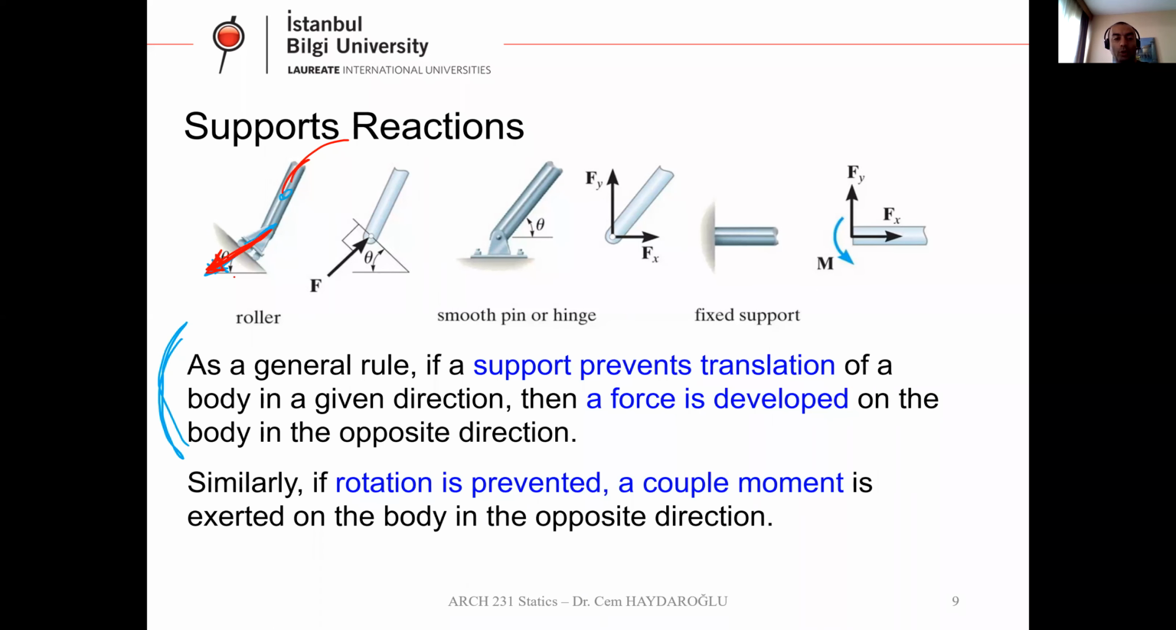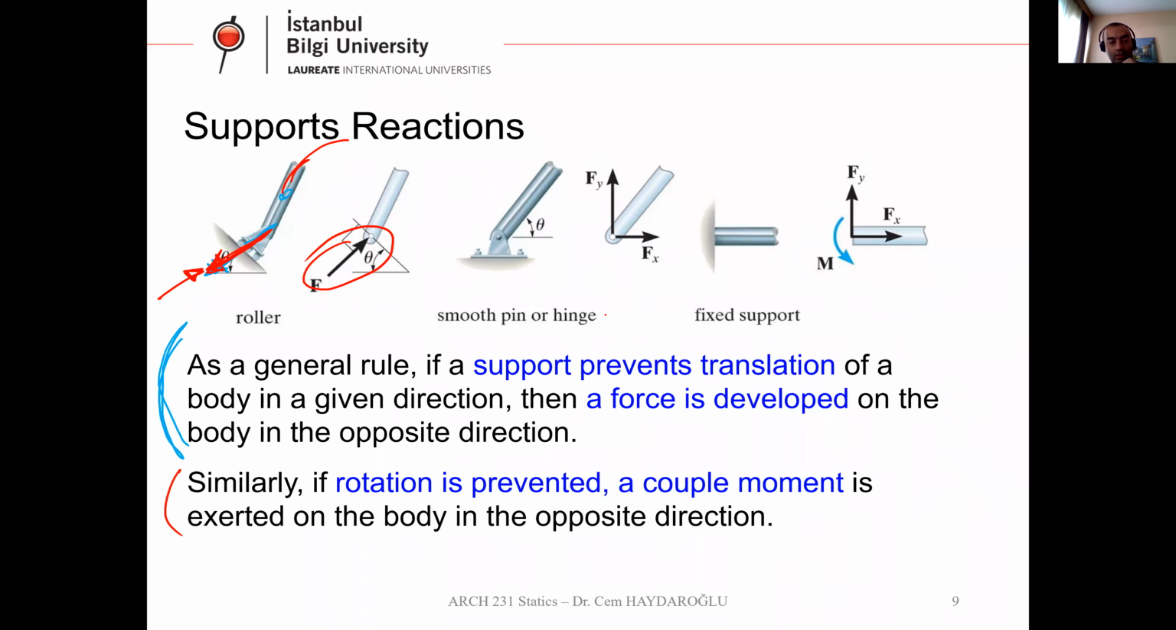So this is the support reaction. Okay, this is the support reaction. Similarly here, if rotation is prevented, a couple moment is exerted on the body in the opposite direction. So it's the same. If we prevent the rotation, the support develops a moment in the opposite direction. This is the support reaction.